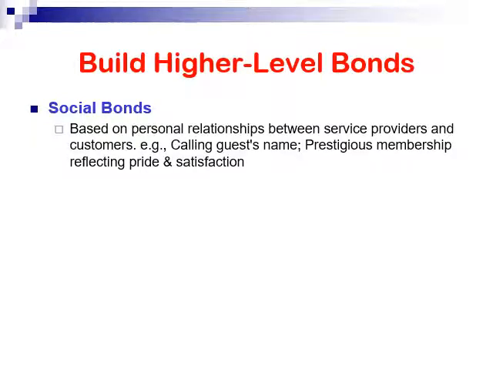Social bonds are based on personal relationship between service providers and customers. It's kind of building personal relationship, kind of friendship. For example, service providers call the guest name. When you arrive at the hotel, the front desk agent knows who you are. They call your name. And prestigious membership reflects your pride, your self-esteem, and your satisfaction. It's a great benefit for the customers. They try to build that kind of social bonds with their customers.